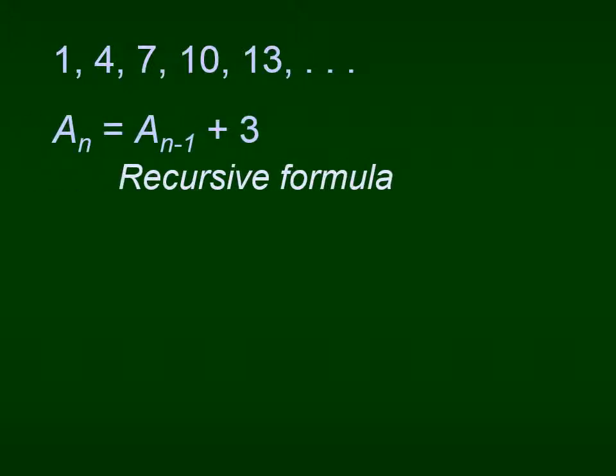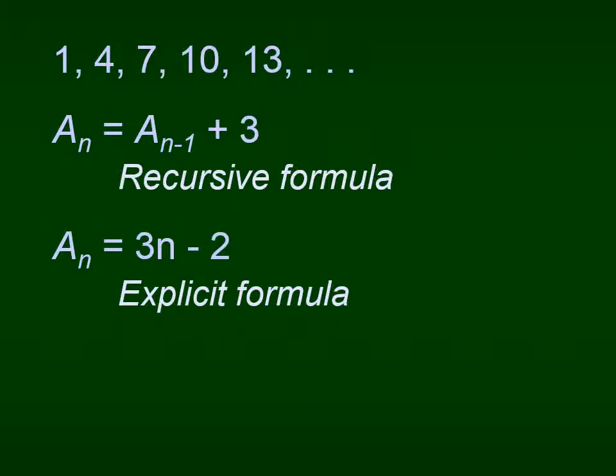Notice each time we're adding 3. The recursive formula would be a sub n equals a sub n minus 1 plus 3. Remember, the definition of a recursive formula is that you find a sub n using previous terms. When we do an explicit formula, instead of using previous terms, we're just going to use the position.